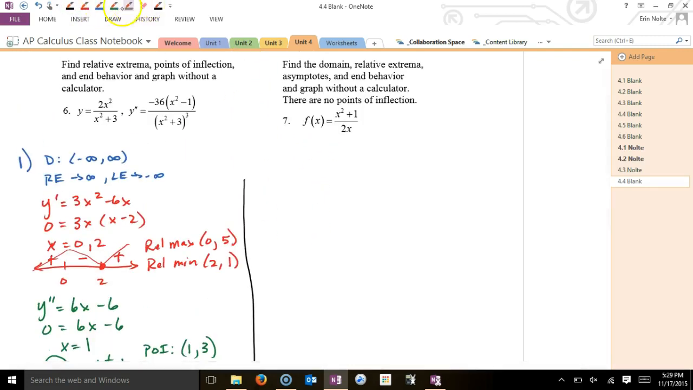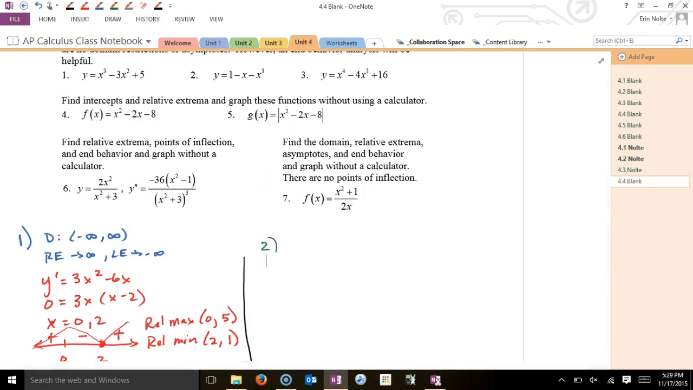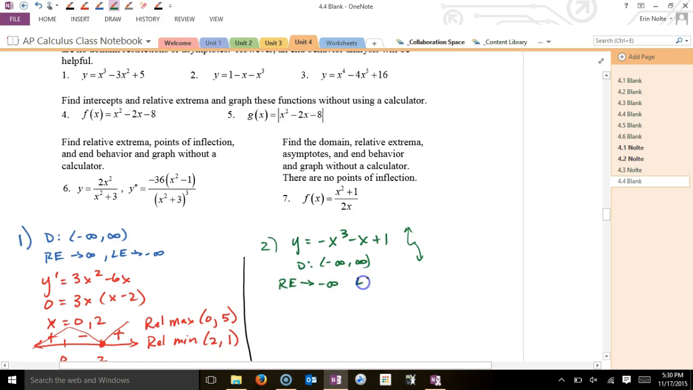Okay, so number 2. Okay, so for my domain, I'm going to rewrite this real quick because I don't like the way it's written: negative x cubed minus x plus 1. Domain, there's no restrictions. I know it looks like a John Travolta with his left arm up. Okay, so right end is going to negative infinity, left end is going to positive infinity.